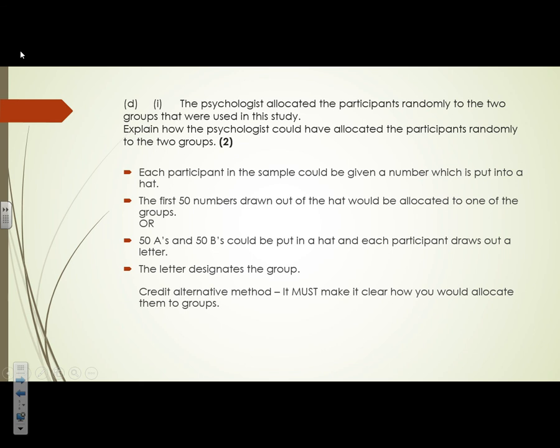So 50 A's and 50 B's in a hat, participants would draw them out. If they got an A, they would be in this group, and if they got a B, they would be in this group. You can credit alternative methods, but it must be made clear you would allocate them to groups. So make sure they've taken it the whole way. They've not just half explained it. Make sure they say, and these people will go in this group, and these people will go in that group.